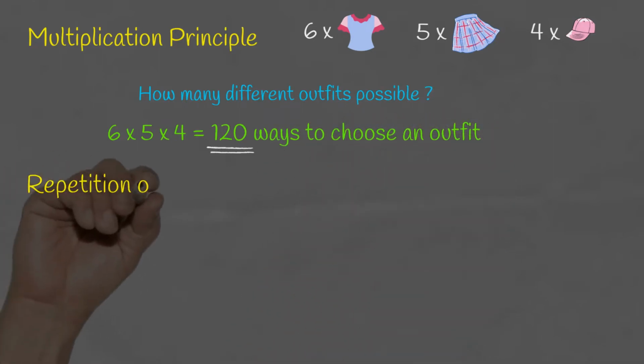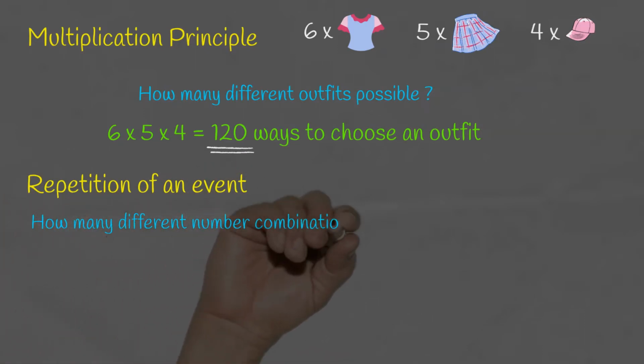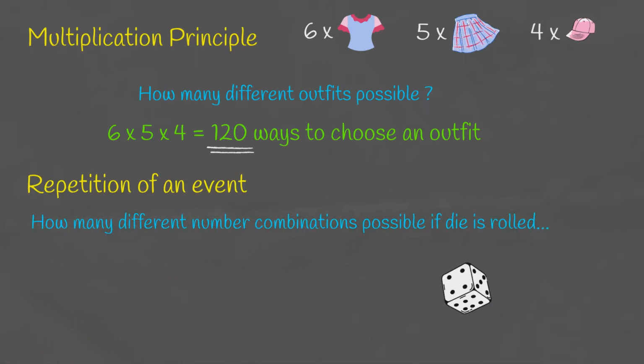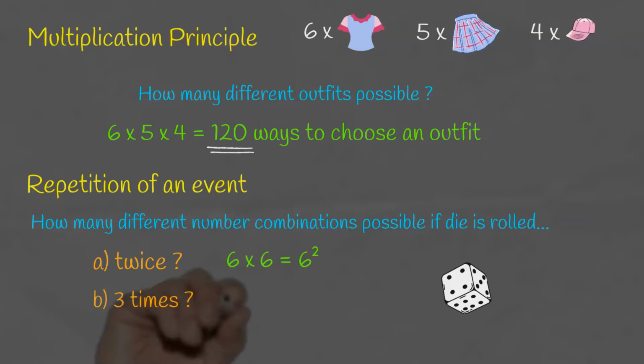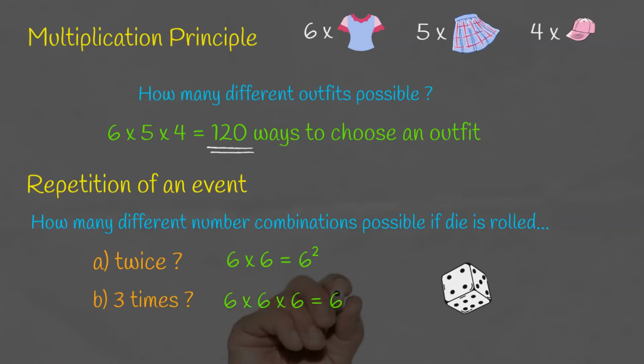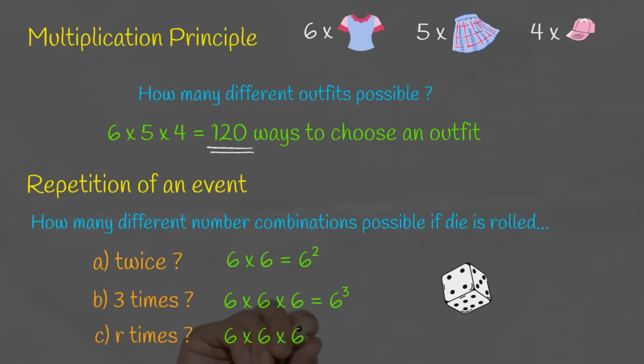Next, we want to find out how many different number combinations there are if we roll a die. This problem is a repetition of an event because we can get the numbers 1 through 6 on both rolls. So if we roll it twice, we have 6 possibilities for the first roll and 6 possibilities for the second roll, so we get 6 squared. If we roll it 3 times, we have 6 times 6 times 6 possibilities, so 6 cubed. Therefore, if we roll it r times, then we get 6 times 6 times 6 all the way up until we get to the value r. So the answer is 6 to the power r.